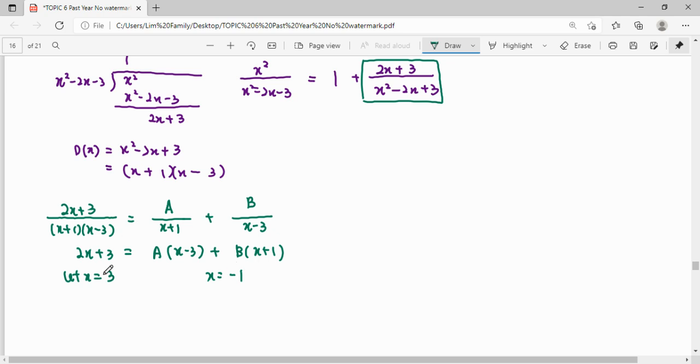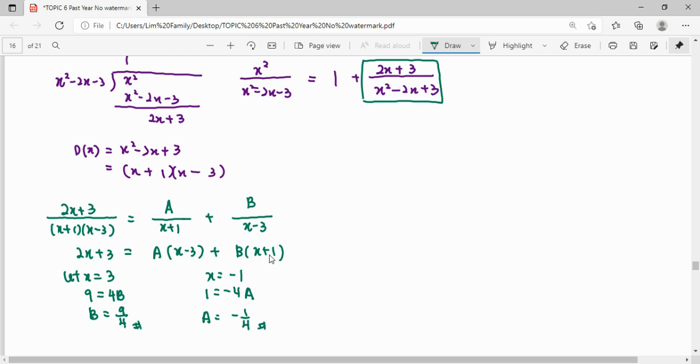When we substitute 3 here, it will be 6 plus 3, which is 9. And then the 3 in the factor becomes 0. It will become 4B. So we can get our B as 9 over 4. Again, we substitute x as negative 1. Here will become 1, here will become negative 4. And then negative 1, when you put it back into its factor, becomes zero. So A will become negative 1 over 4.